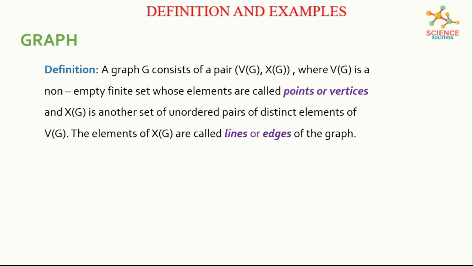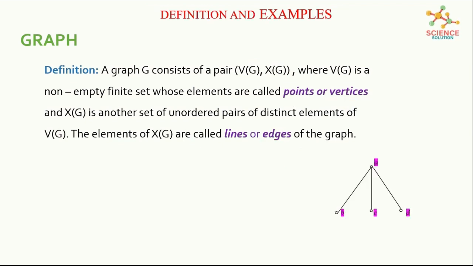A graph G consists of a pair V of G and X of G, where V of G is a non-empty finite set whose elements are called points or vertices, and X of G is another set of unordered pairs of distinct elements of V of G. The elements of X of G are called lines or edges of the graph.